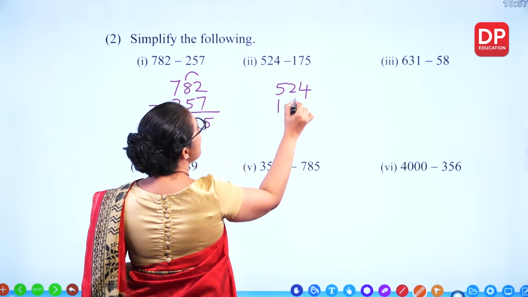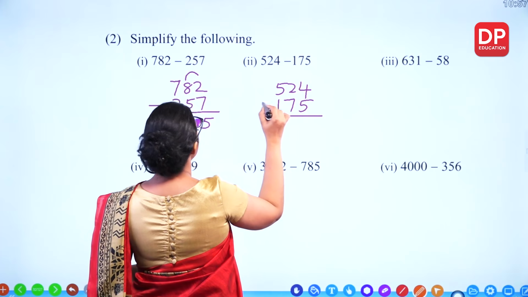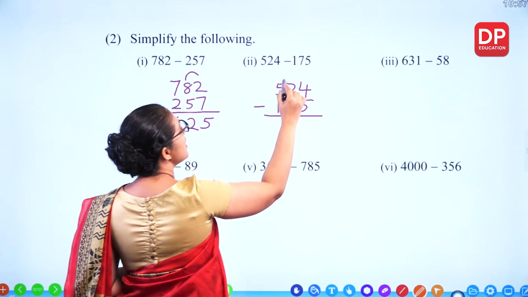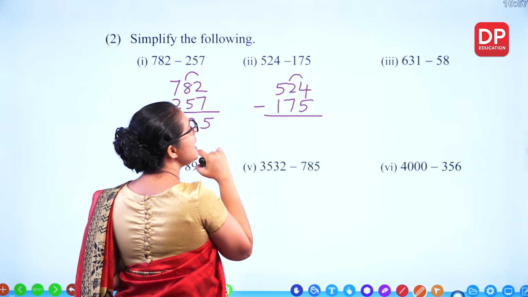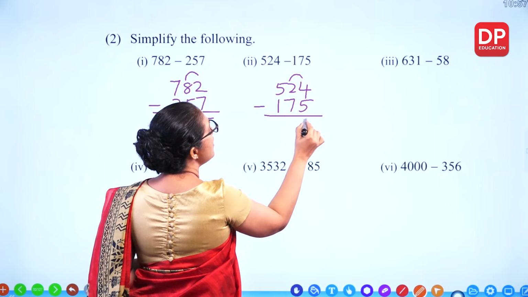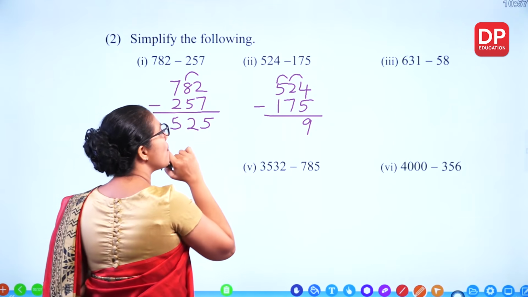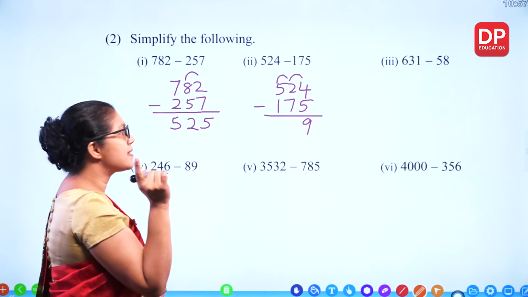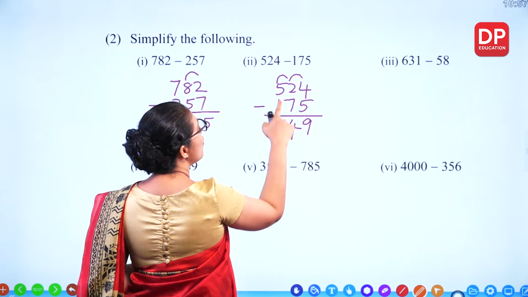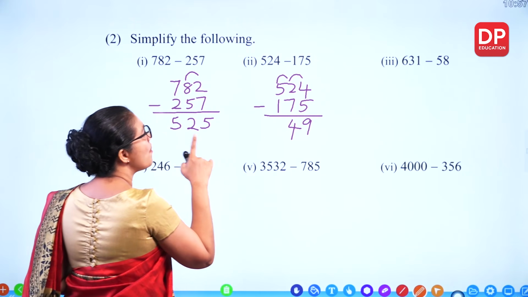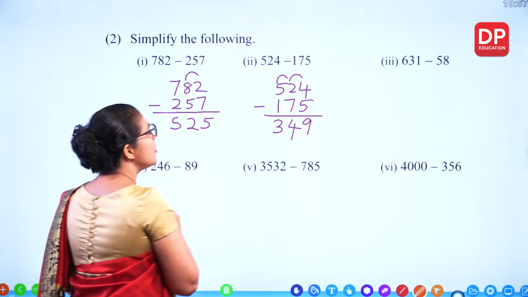524 minus 175. When you subtract, what you get? Take 1 from here. 14 minus 5, 9. And this becomes 1 now. You take 1 from here. 11 minus 7, 4. This becomes 4. 4 minus 1, you get 3.